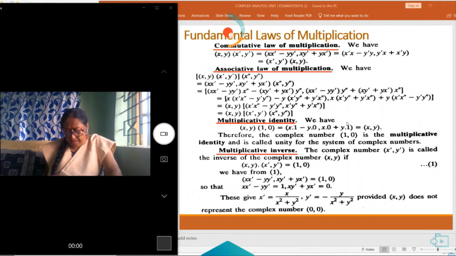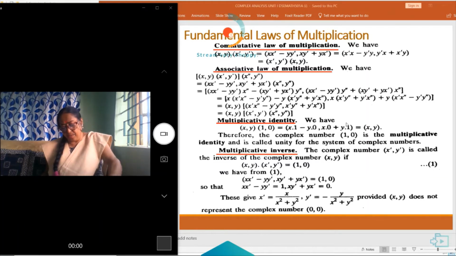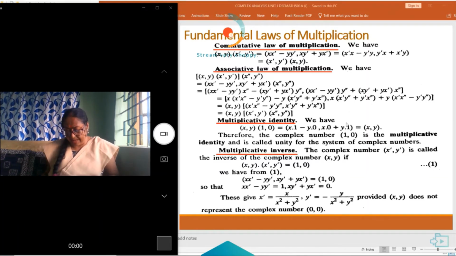Then the commutative law of multiplication: (x, y) times (x dash, y dash) is equal to (x dash, y dash) times (x, y). If we multiply a into b, we get b into a, that is the commutative law. Now the associative law of multiplication, that is, a, b, c: a b taken together, c separate, is equal to a into b c, and that we can prove taking three complex numbers (x, y), (x dash, y dash) and (x double dash, y double dash). Then the multiplicative identity.